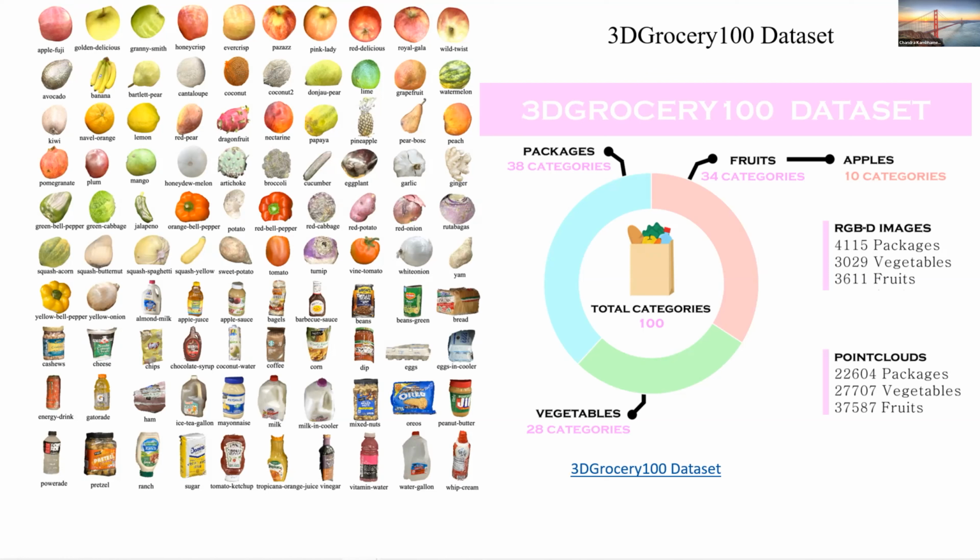It has 38 categories of packages, 34 categories of fruits, and 28 categories of vegetables, a total of 100 categories. You're talking visible and LiDAR data, depth data. Because we have this point cloud-based analysis, all of this data is there, and we're waiting for publication before we open it up. So it's the topmost grocery data set out there.